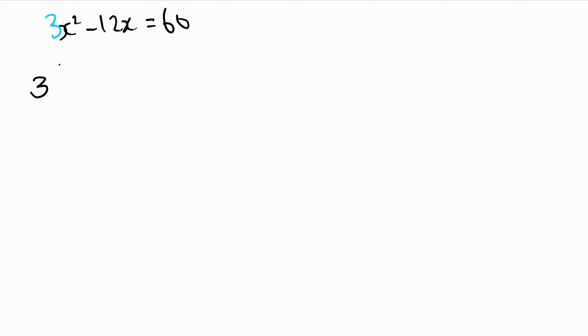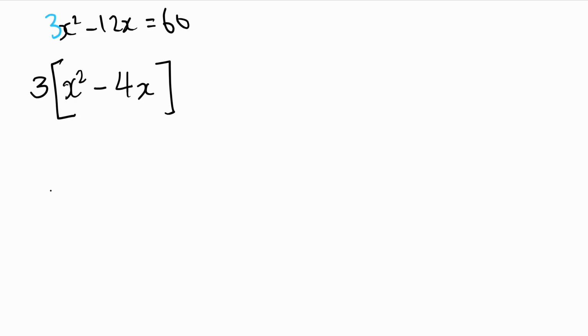Well, you can make a big square bracket around this to indicate that everything in here is being multiplied by the 3. So that'll mean we'll have x squared minus, but remember, we're multiplying this 3 too. So what's 12 divided by 3? That's going to give us 4, right? 4x. Okay, that's going to give us 3x squared minus 12x, right?